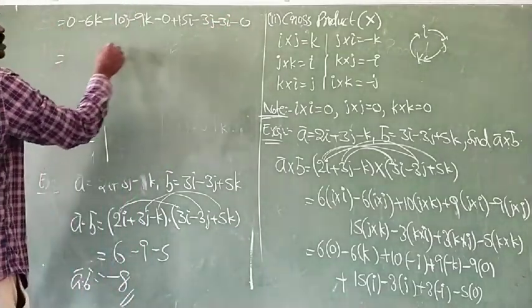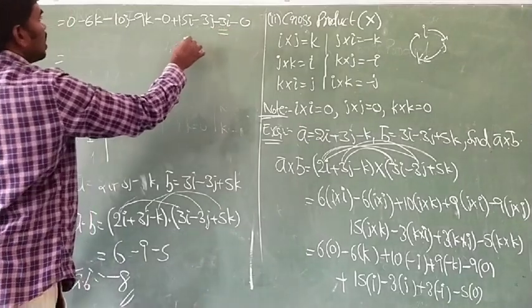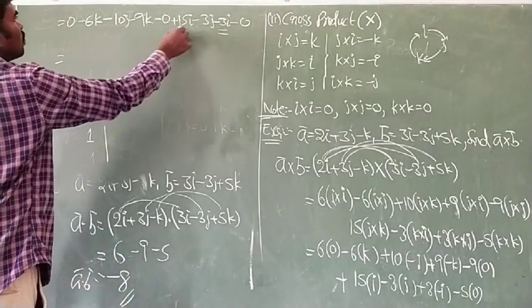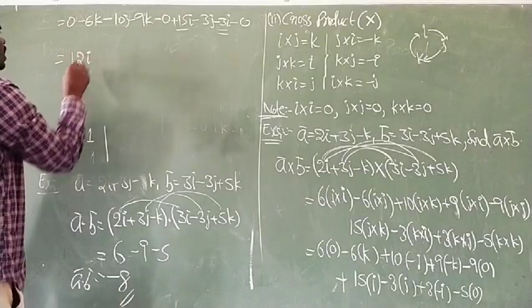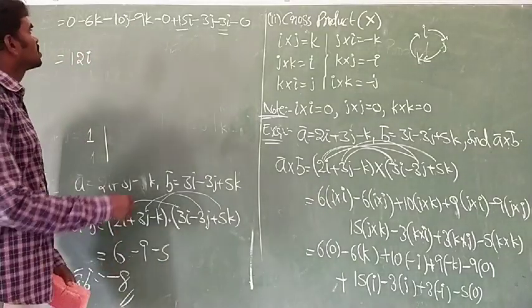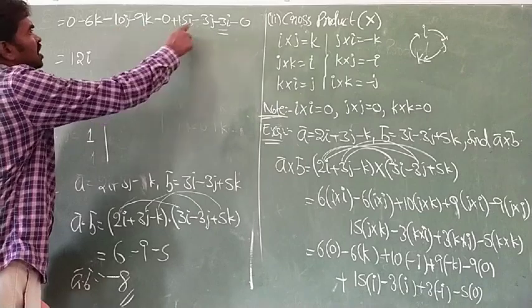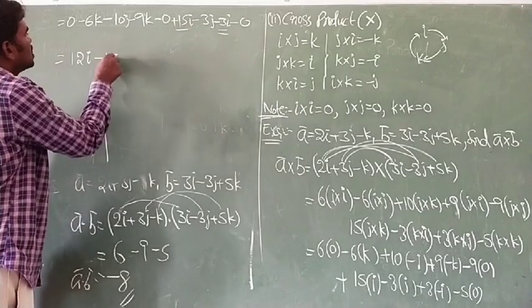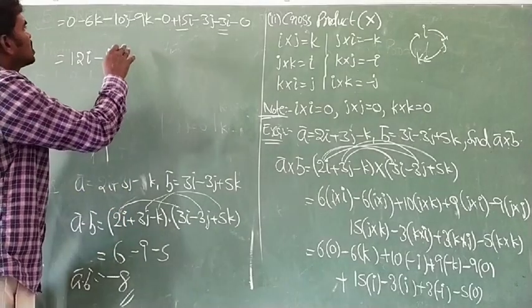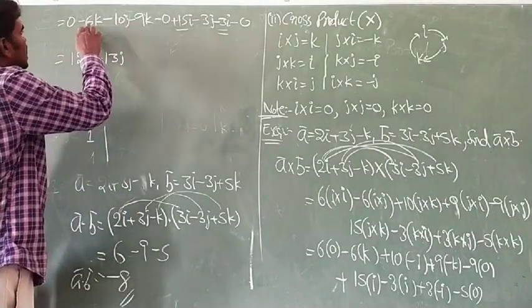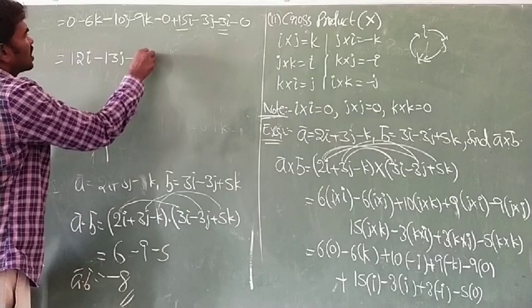Okay, what are the i terms? Here minus 3i, here plus 15i. So totally 15 minus 3, 12i. Okay, next j terms. Here minus 10j, here minus 3j, minus 13j. Don't bother about this. I will tell you a simple technique. First listen to this. Next k terms. Here minus 9, here minus 6, minus 15k.